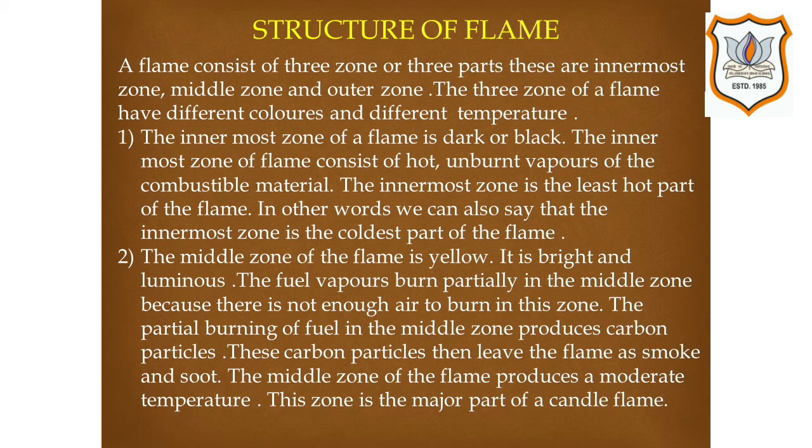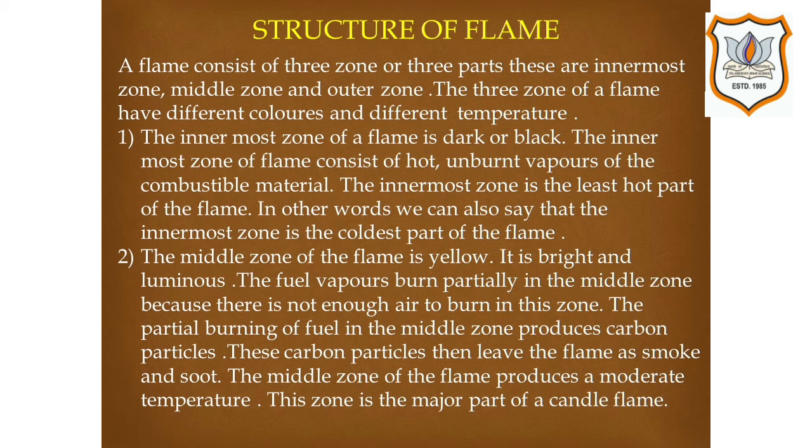Now our second zone is the middle zone. The middle zone of a flame is yellow. It is bright and luminous. The fuel vapors burn partially in the middle zone because there is not enough air for burning in this zone. The partial or incomplete burning of fuel in the middle zone produces carbon particles. These carbon particles become white hot and emit light.